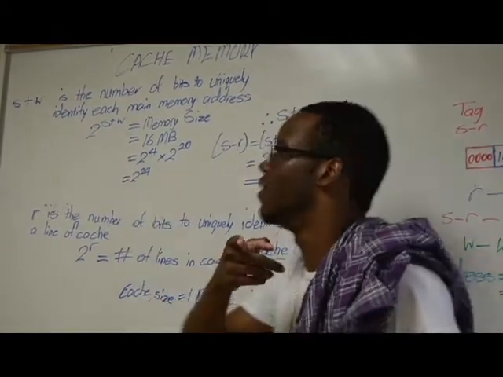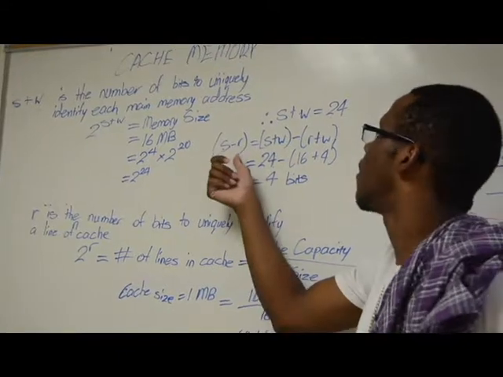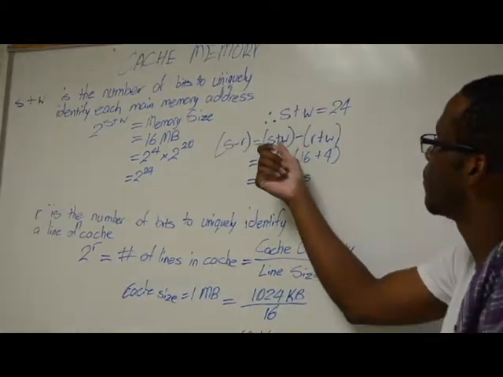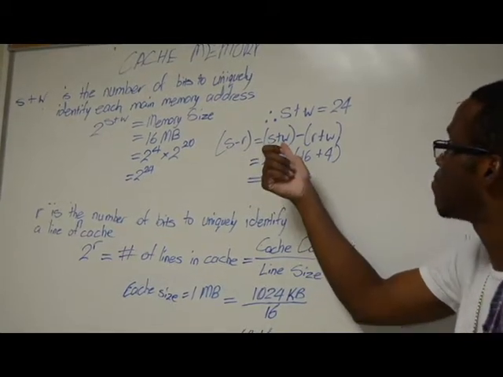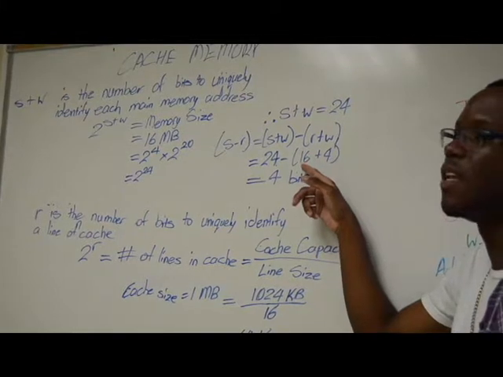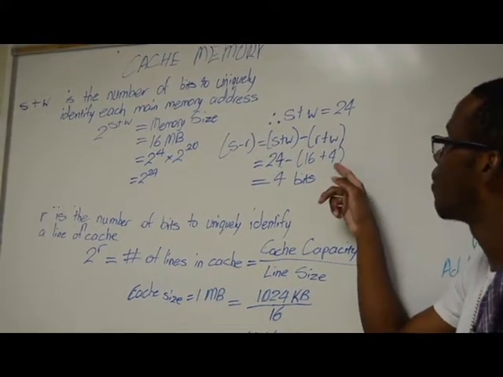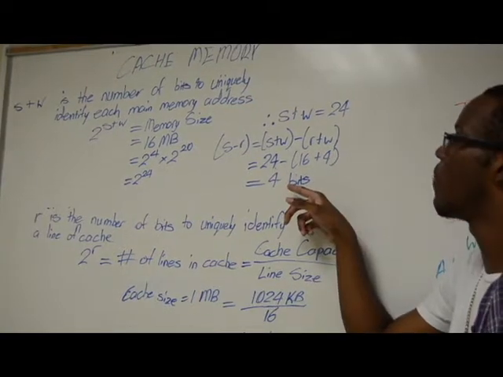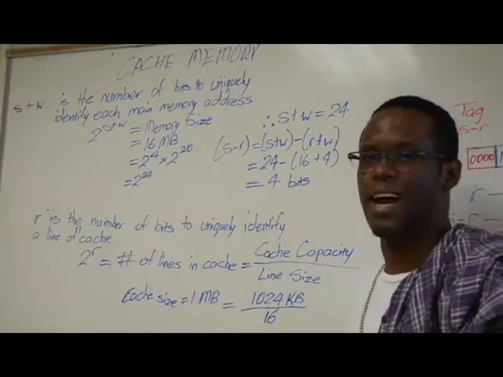But we're not done here yet. We came here to look for our tag, our S minus R. So we'll combine our previous answers. We take S plus W, 24, and we take R, which was 16, and W, which was 4. 24 minus 16 plus 4 gives us 4 bits, and that's our tag.